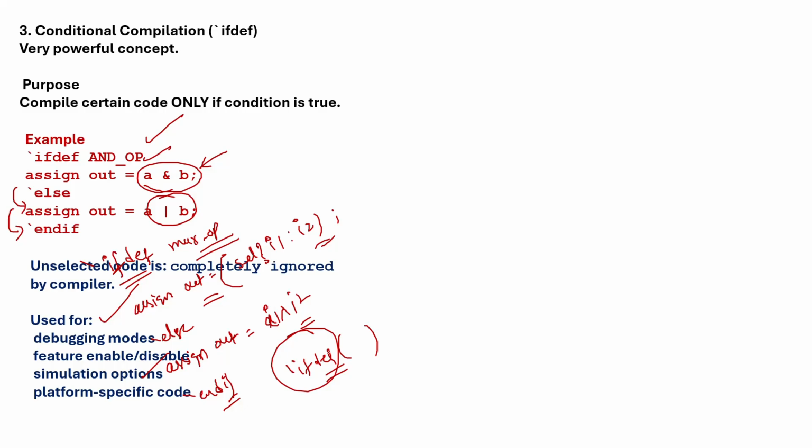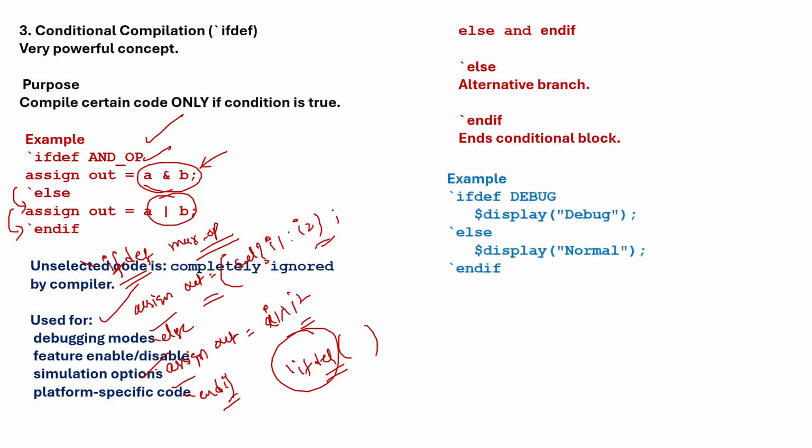Why do we use this one? For debugging modes and simulation operations. When you want to execute some specific code, we go for this conditional if define. Tick else means the alternate branch, right? Tick endif is the ending of your block. See what it is doing: tick if define debug, that debug will be displayed at the output side. Again, else condition is the normal operation that it takes.